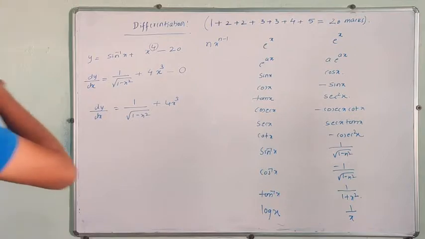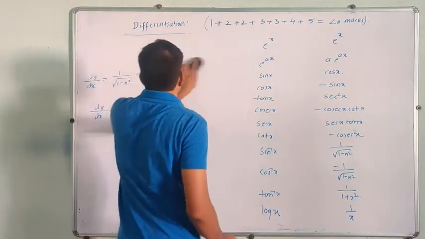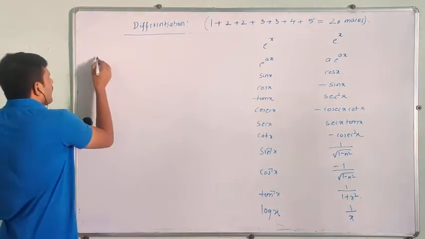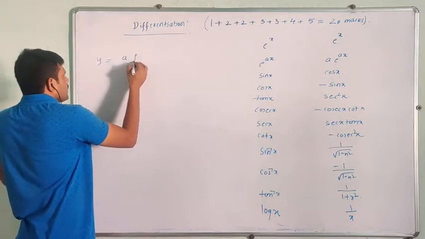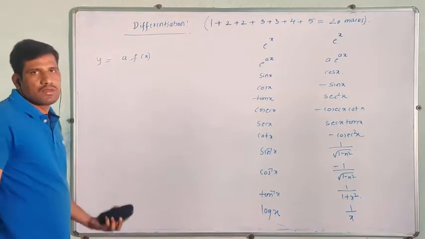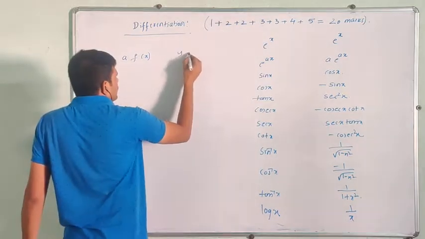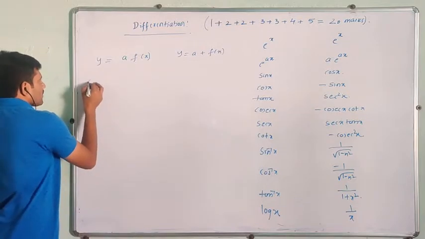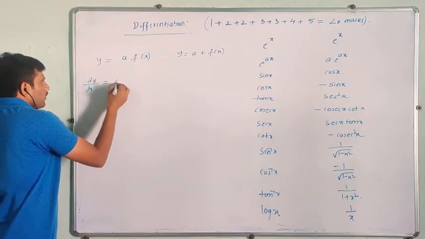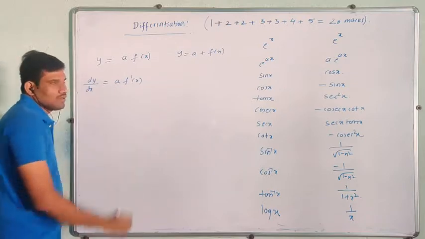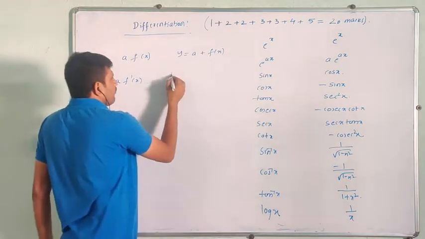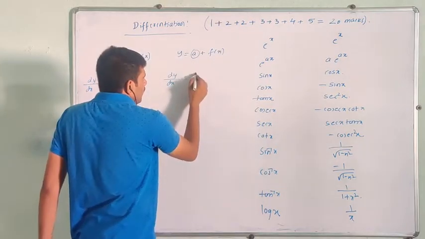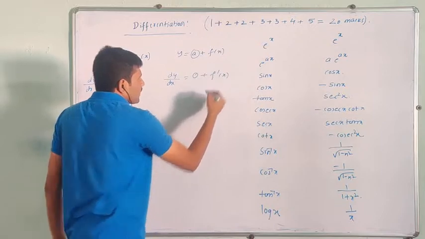Now see, when the given function is any constant into a function f of x. Right, so what is the difference between these two? See, when it is some constant into f of x, when we differentiate, we have to keep that constant as it is and differentiate the function. But here, when we differentiate, this constant term is an independent term. So here the derivative of a will become 0, and then the derivative of f of x.